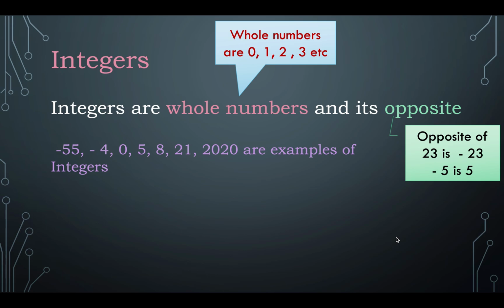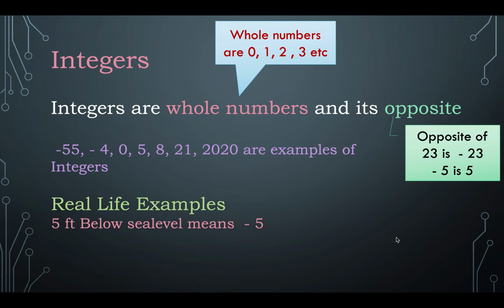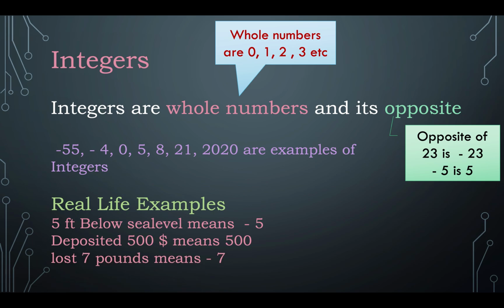I will show you some real life examples for integers. 5 feet below sea level means negative 5. Deposited $500 means 500. It is positive 500. Since it is positive, you don't need to put plus sign next to the number. Lost 7 pounds means negative 7.